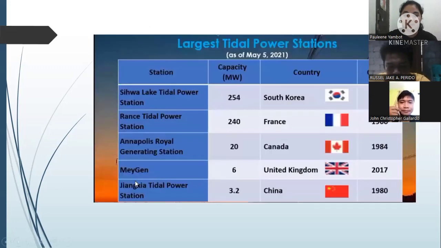Next po. Makikita po natin yung susunod na largest tidal power station. Ang nanguna po nga dito is yung Sihwa Lake Tidal Power Station na matatagpuan po sa South Korea. Next po.